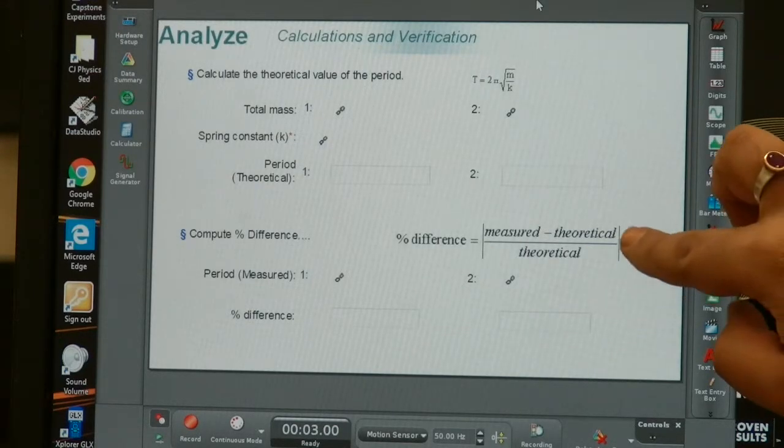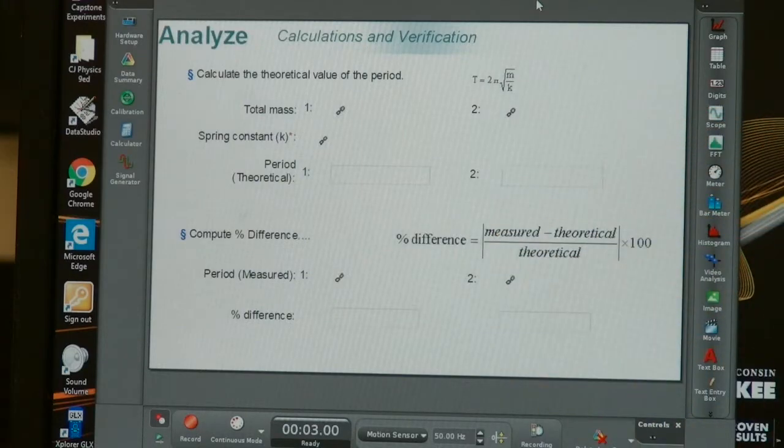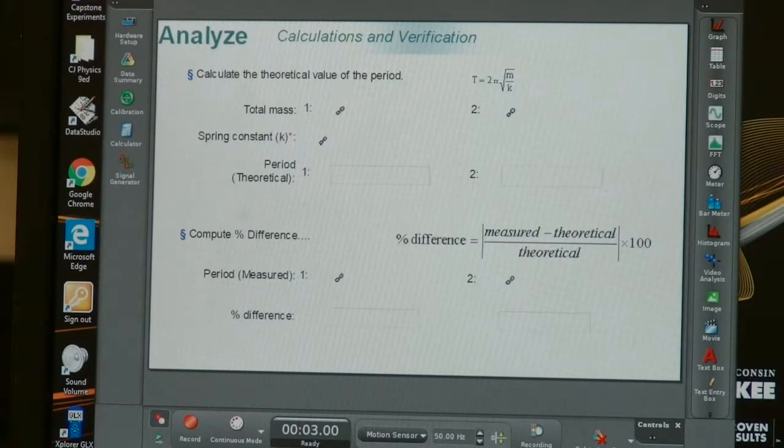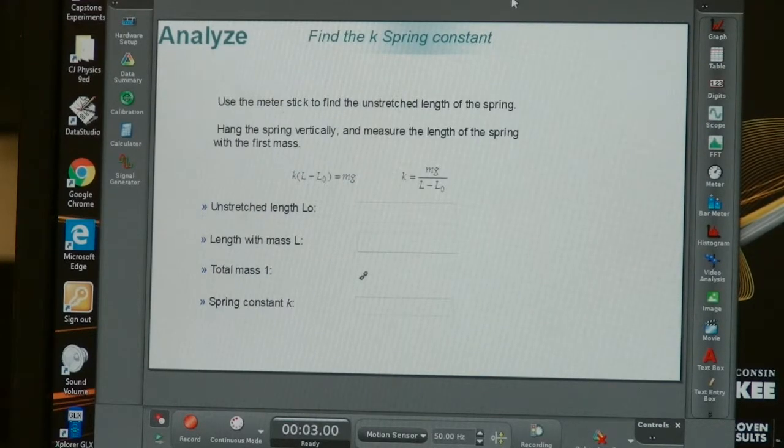And don't forget to take the absolute value, because error can never be negative, it's always positive. And the other part of this experiment is to measure the spring constant.